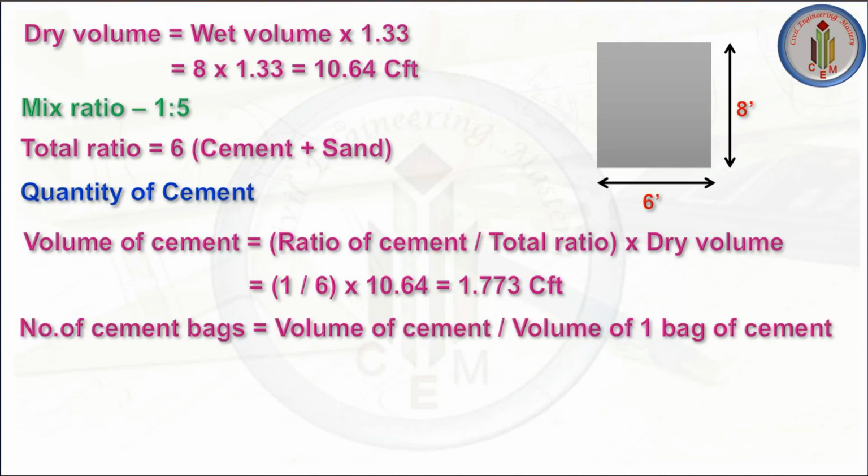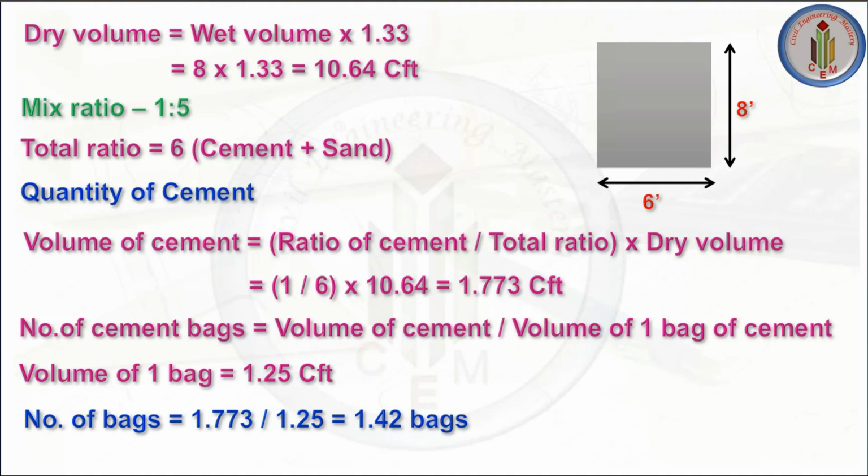Number of cement bags is equal to volume of cement divided by volume of 1 bag of cement. Volume of 1 bag is equal to 1.25 CFT. So to calculate the number of bags, we divide the volume of cement in CFT by the volume of 1 bag of cement, 1.25 CFT, so we get 1.42 bags.